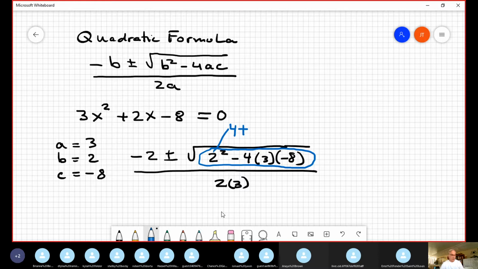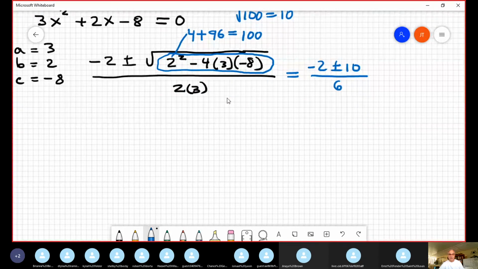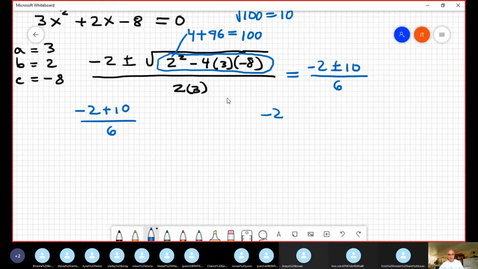So we have 4 times 3, which is 12. And 12 times 8 is 96. And 96 plus 4 is 100. And the square root of 100 is 10. Okay, so far we have minus 2 plus or minus 10 divided by 6. Then I separate: minus 2 plus 10 over 6, and minus 2 minus 10 over 6.